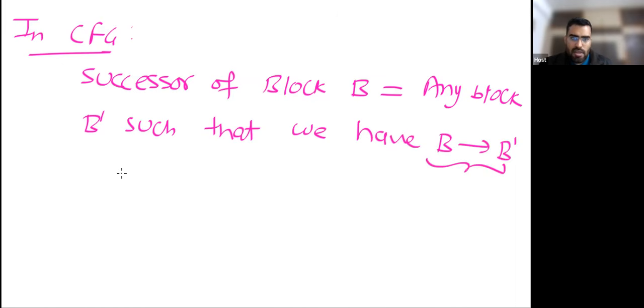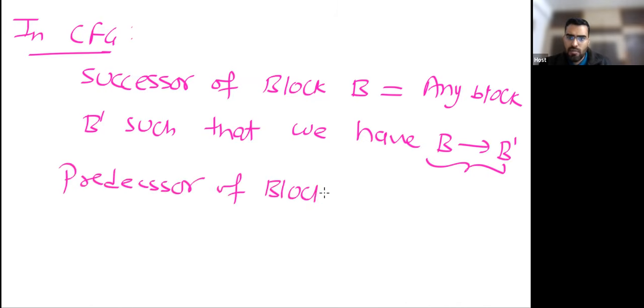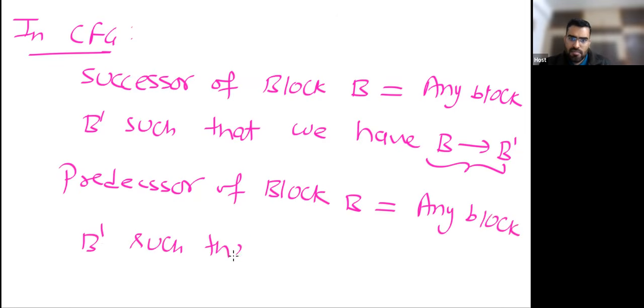Similarly, what is the predecessor of block B? Can anyone tell me? The predecessor of block B means any block from which there is an edge to B. Any block B dash such that there is an edge from B dash to B. So this is the successor and predecessor.